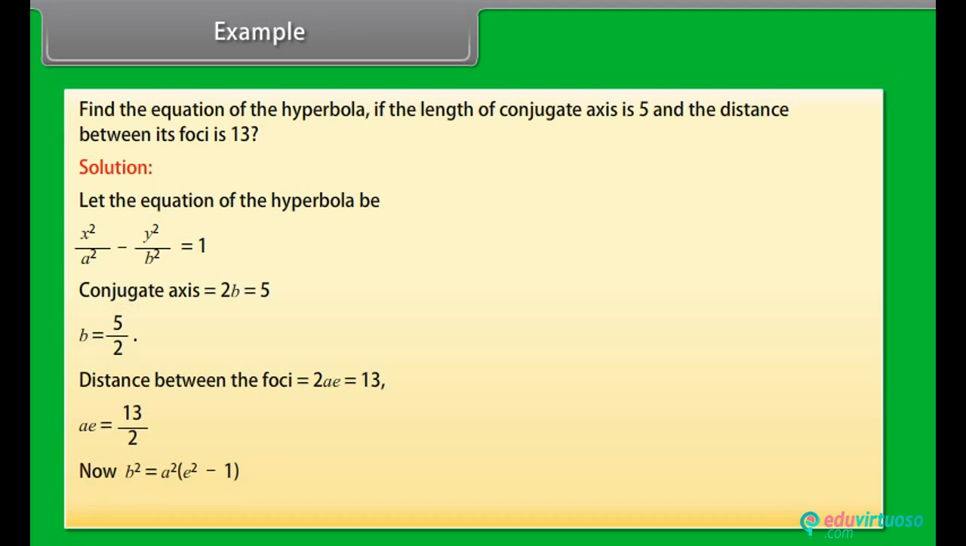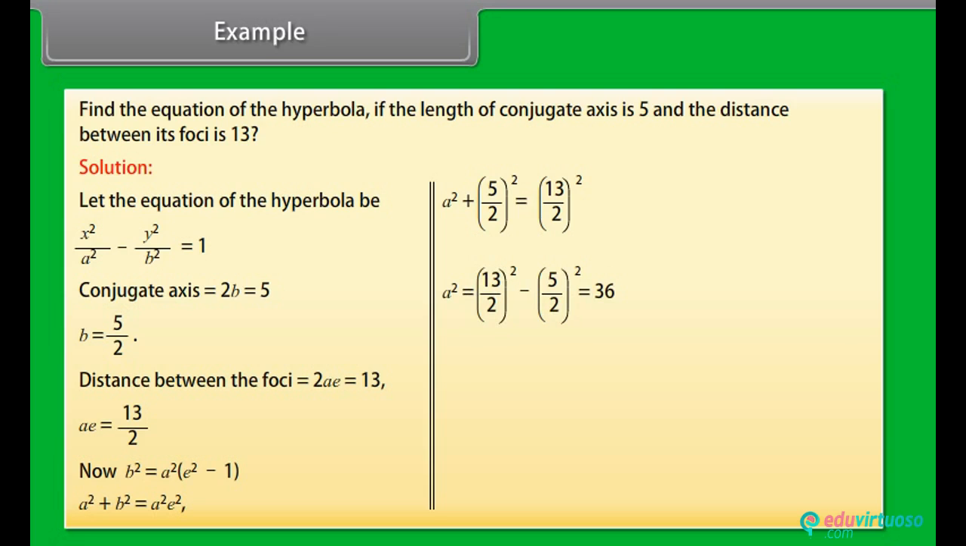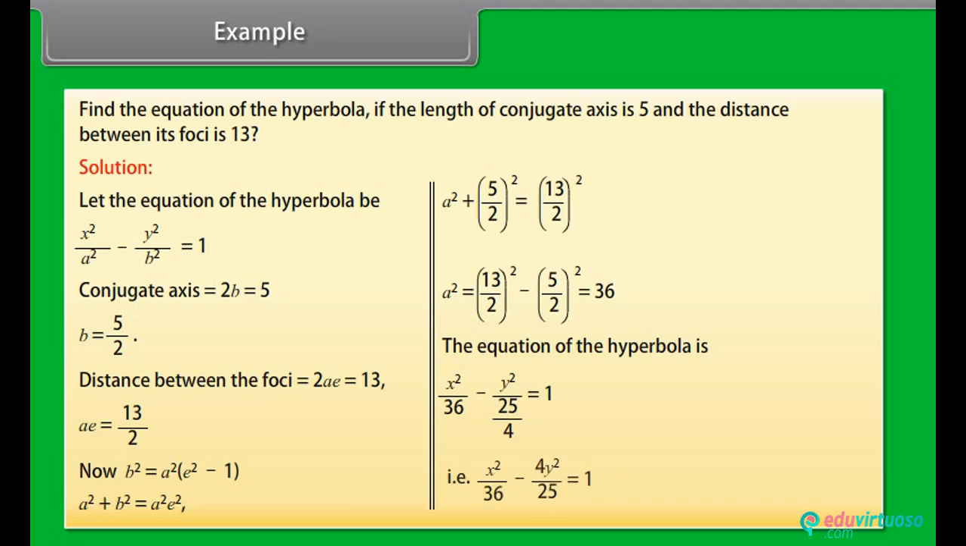Now, b square is equal to a square into e square minus 1. So a square plus b square is equal to a square e square. a square plus (5 by 2) whole square is equal to (13 by 2) whole square. a square is equal to (13 by 2) whole square minus (5 by 2) whole square is equal to 36. The equation of the hyperbola is x square by 36 minus y square by 25 by 4 is equal to 1. That is, x square by 36 minus 4y square by 25 is equal to 1.